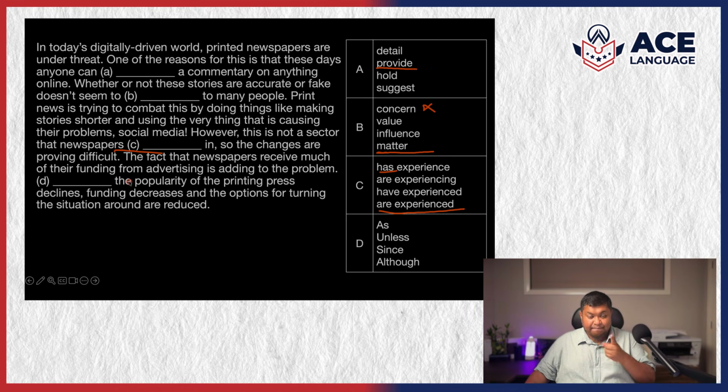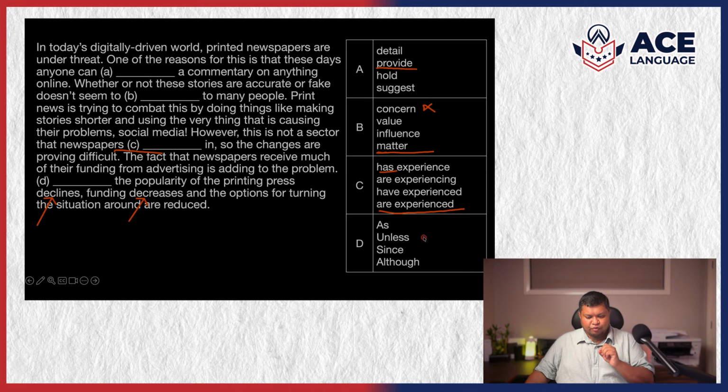So something happens because of something. So there is a cause and effect thing. I'm saying popularity of printing press declines. So if I just say things like that, popularity of printing press declines, funding decreases. That means if the popularity declines, funding also decreases.